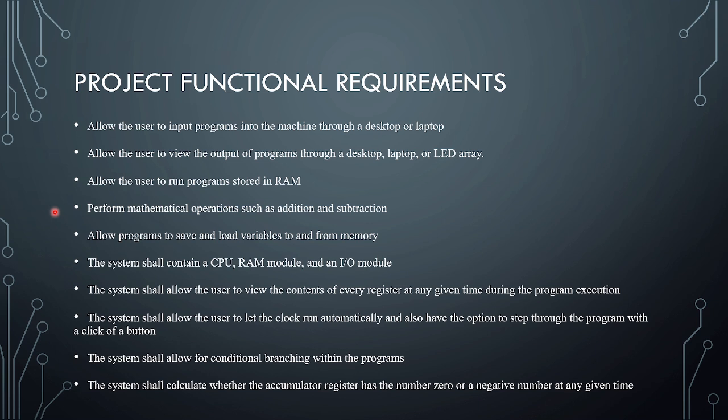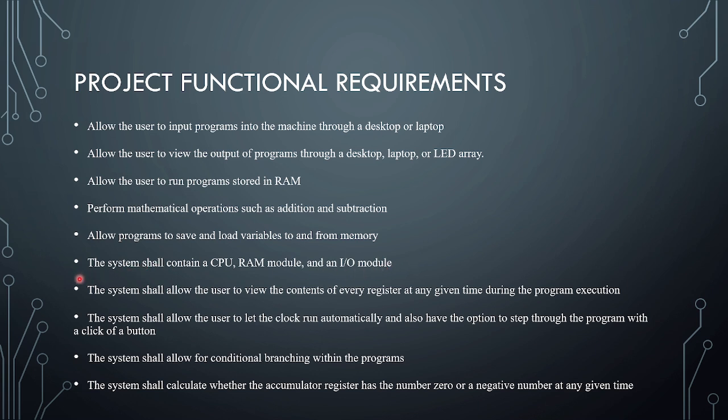Additionally, the system shall allow programs to save and load variables to and from memory. This is basically another requirement for the von Neumann architecture, which is the architecture used in most modern computers. And this just allows for more complex programs. The system shall contain a CPU, RAM module, and I/O module. This is just another basic requirement, so we must state it.